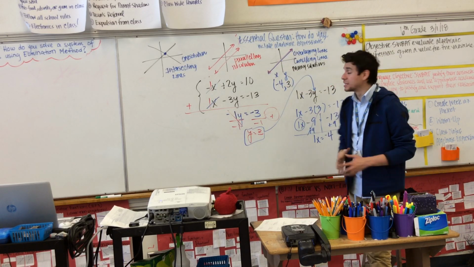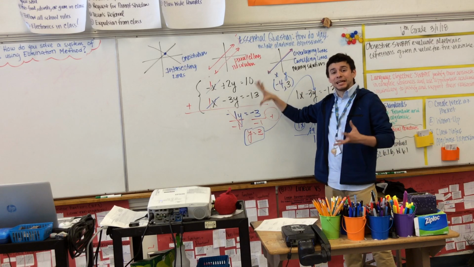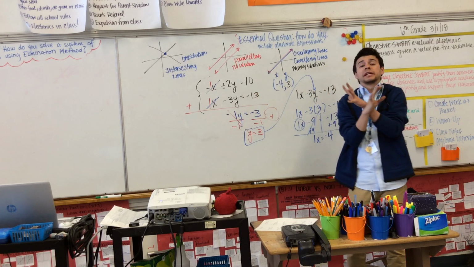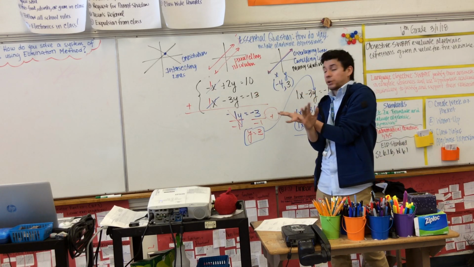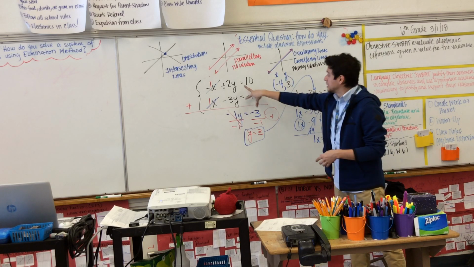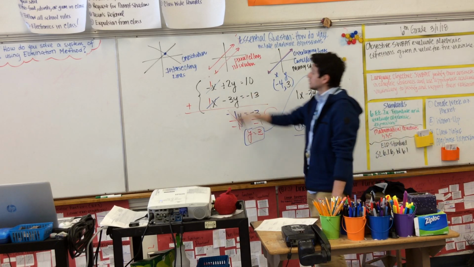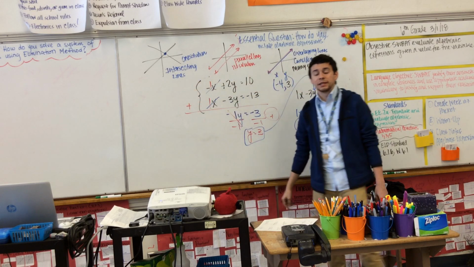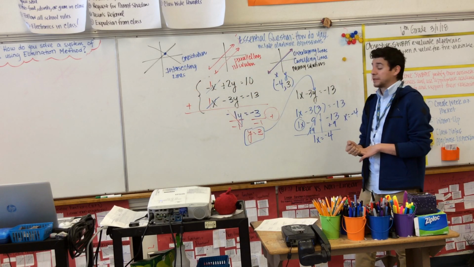This is what it means. If you graph these in Desmos, they're going to see that they intersect at negative 4, 3. And that's the solution. That's only one solution. That means these lines can be classified as intersecting lines. That's our third example of elimination.